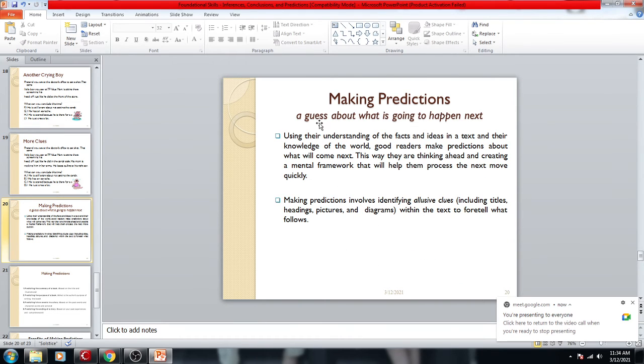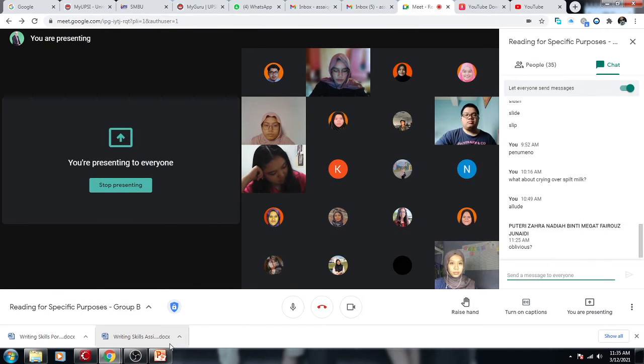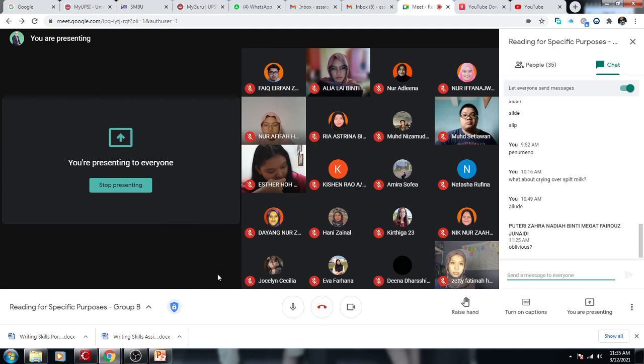What is a prediction? It is also a guess, but it is a guess about what is going to happen next. And so you anticipate the ending before you reach it. Notice that prediction can help improve your thinking skills, higher order thinking skills, because you try to exercise your mental thoughts in advance to arrive at the meaning.